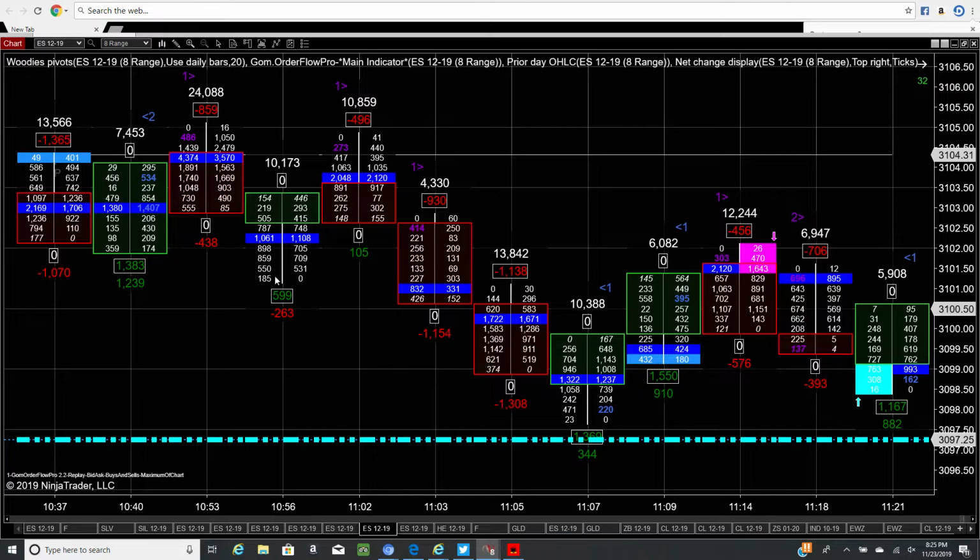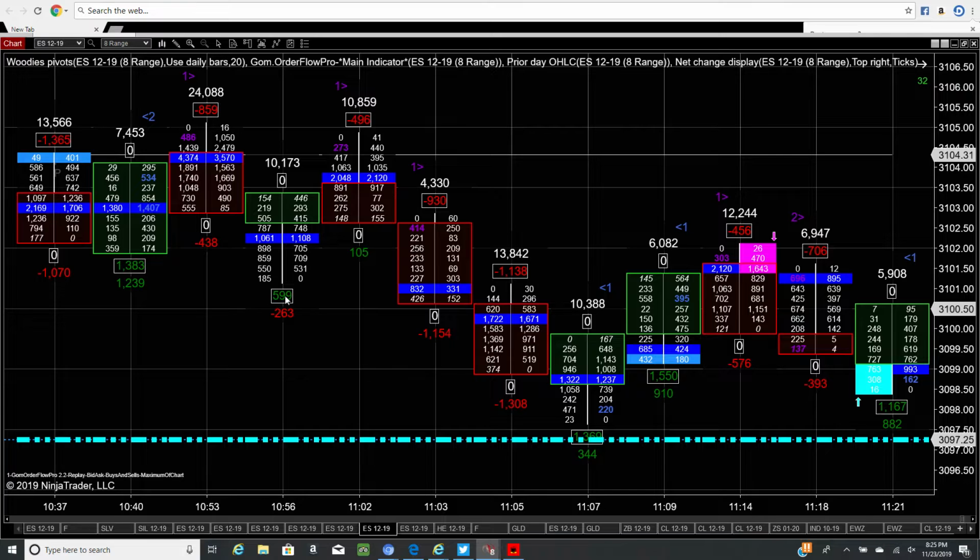All right, that's all that's doing. I think of it kind of like pressure. Because it's green, that means that bulls were much more active and they were really trying to push the issue.